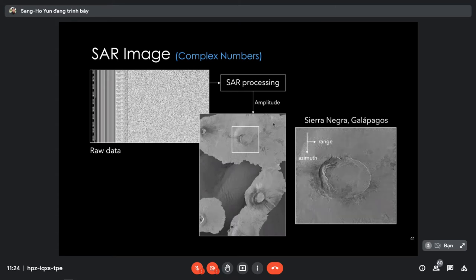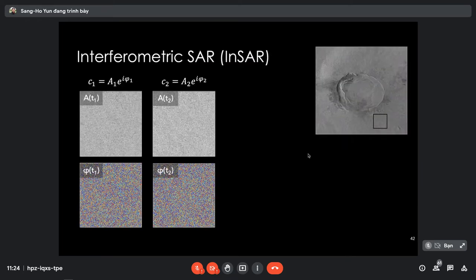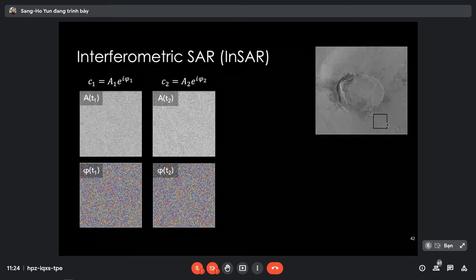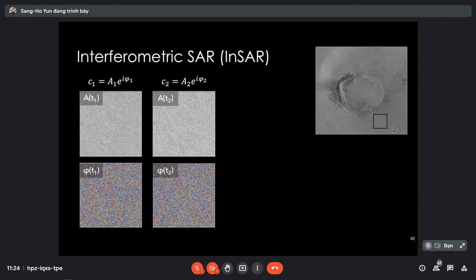Once you acquire a SAR image, it is complex numbers. Raw data looks like this. Here's a header part and the data portion is here. It looks like noise. But once you do SAR processing, you start seeing features. In this case, it's a volcano in Galapagos Island. Is this range and azimuth direction? It's a blow up of this area, the flank of Sierra Negra volcano, which was my PhD study area.